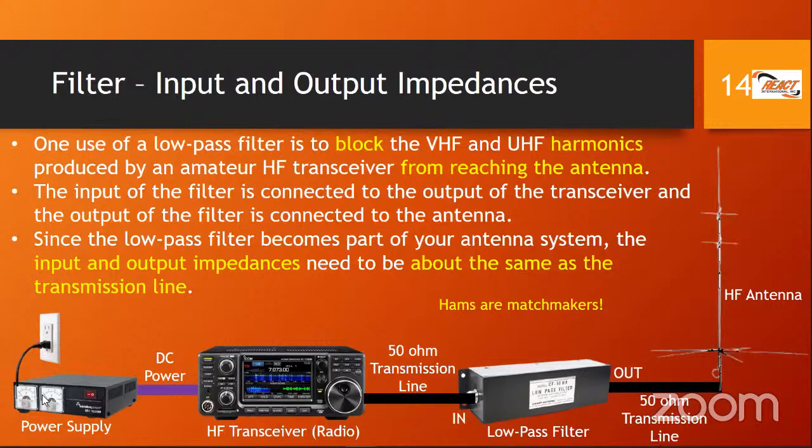We will have an electrical outlet. We plug our power supply in to get DC power output. Our DC power powers our transceiver or radio. And then our radio would normally go to the antenna. Now this is an HF transceiver, high frequency transceiver, high frequency radio, and we have a high frequency antenna.